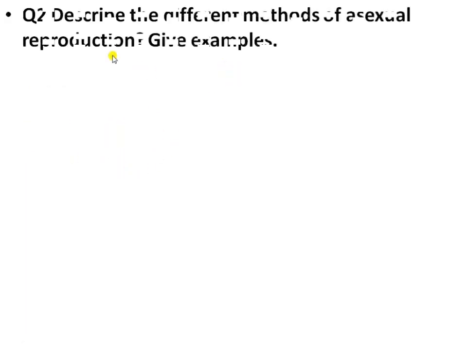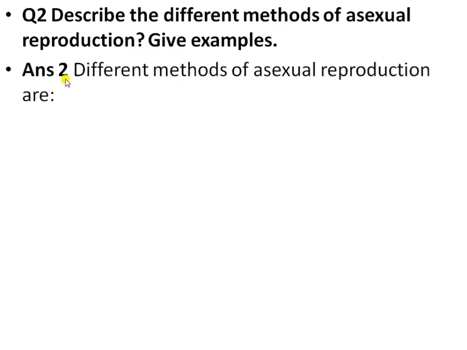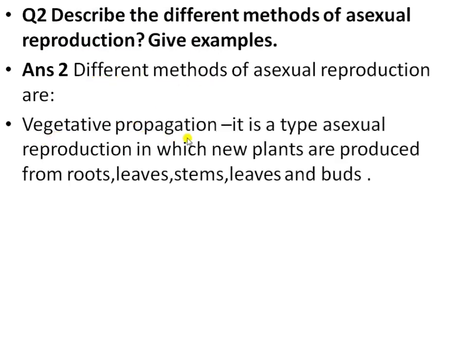Moving on to question number 2. Describe the different methods of asexual reproduction and give their examples. So you have to describe the different methods of asexual reproduction. The first is vegetative propagation. It is a type of asexual reproduction in which new plants are produced from the vegetative parts, from the root, leaves, stem and buds. This is vegetative propagation.